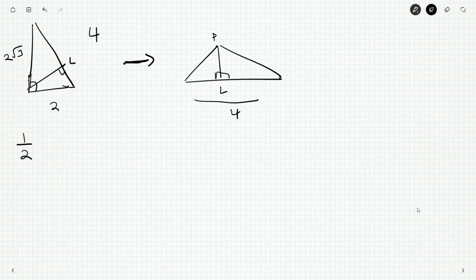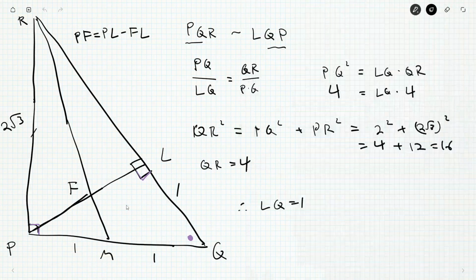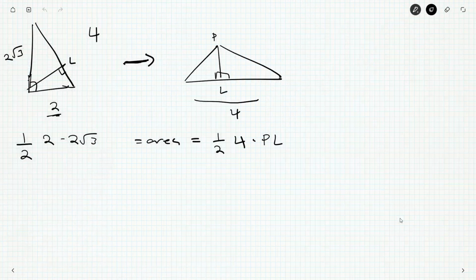So the area is going to have to be the same for both of them. Area is 1/2, base is 2 over here, times height 2 root 3 because of the right angle. But it's also going to have to be 1/2 base of 4 times PL. Okay, and it just occurred to me I could have just figured out PL from the Pythagorean theorem, because I know LQ is 1 and PQ is 2. So there are lots of ways I can go about this question. Anyway, get rid of the 1/2. 2 times 2 is 4, so divide by 4. So PL is going to have to be root 3.